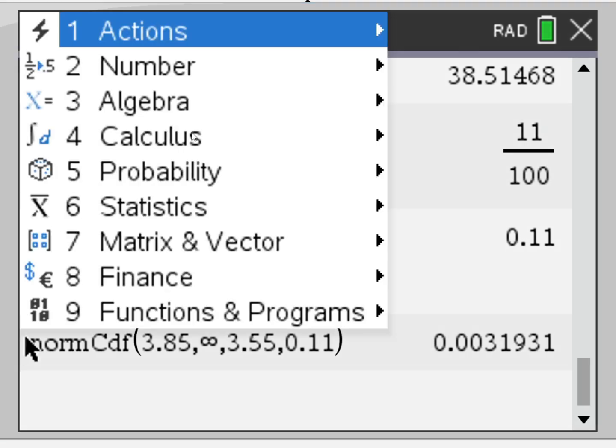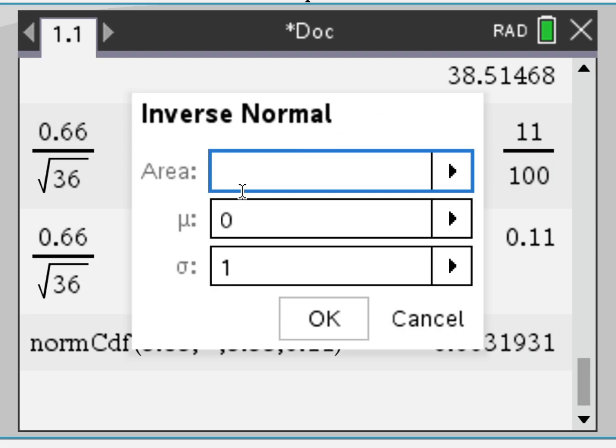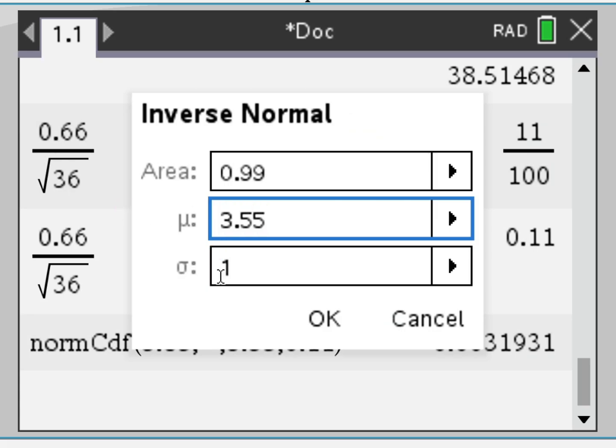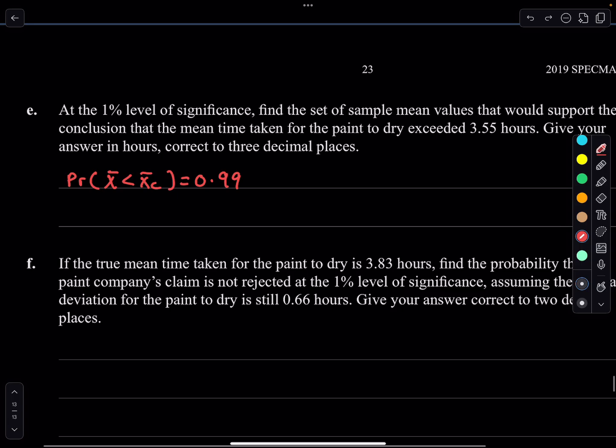So go menu, probability, distributions, inverse normal. My area is 0.99. My mean was 3.55, and my standard deviation is 0.11. Enter, and this is my actual value. So my x bar is 3.806 basically. Done. Now that's not my answer.